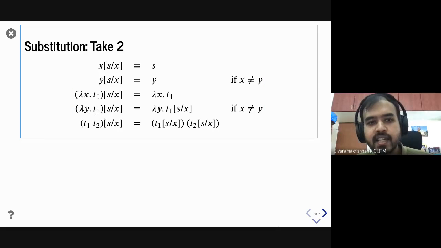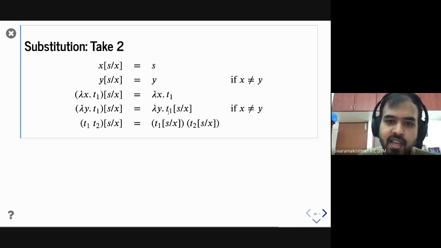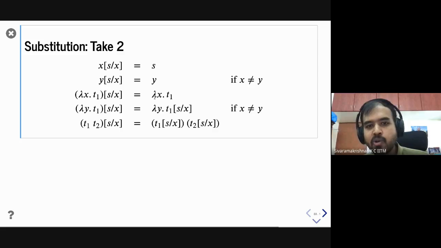If the binder is not the same as the variable that you're replacing, which I'm explicitly writing down here as x not equal to y, then go ahead and replace the occurrences of x in t1 with s. If it is bound, don't do anything. If it is not bound, then recursively replace the variable occurrences in the body of the lambda. Okay, this is also broken. We will see how it is broken in the next class.